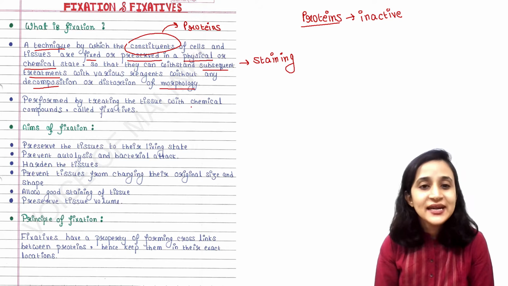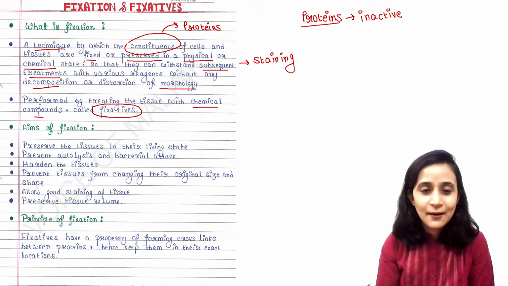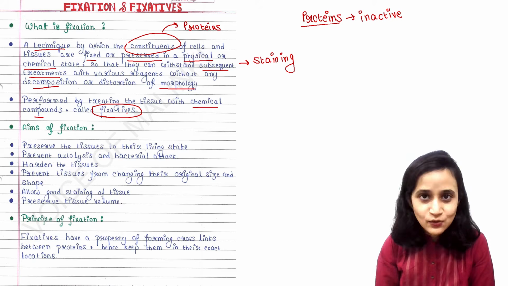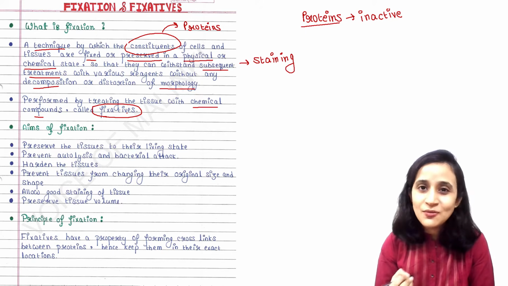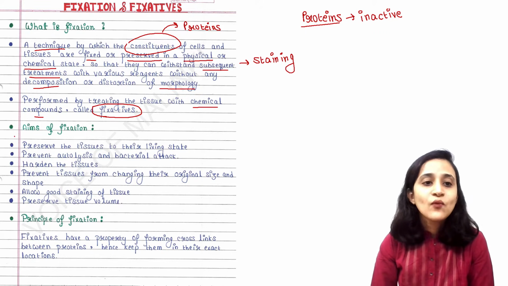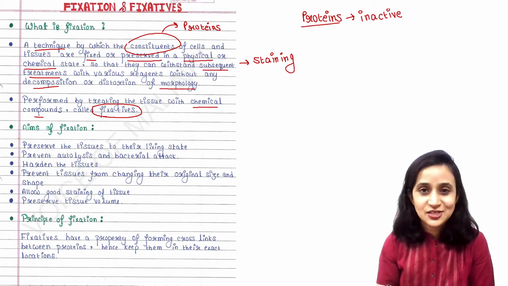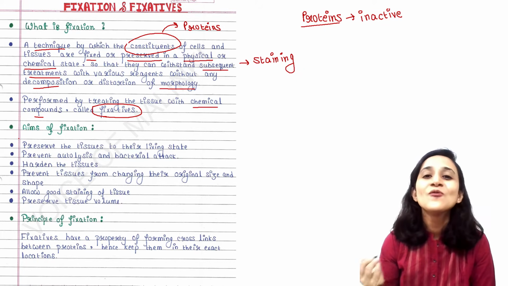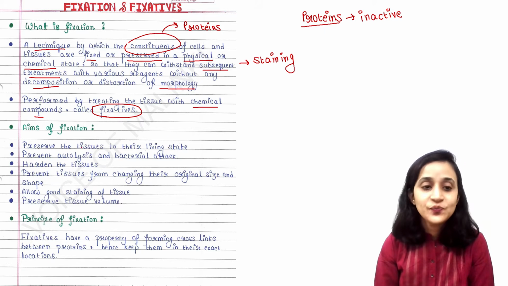Fixation is performed by treating the tissue with chemical compounds, those are called fixatives. So fixatives are some chemical compounds which we are using for this fixation purpose. Aims of fixation. So what are the aims of fixation? Why do we need to fix a cell or tissue?